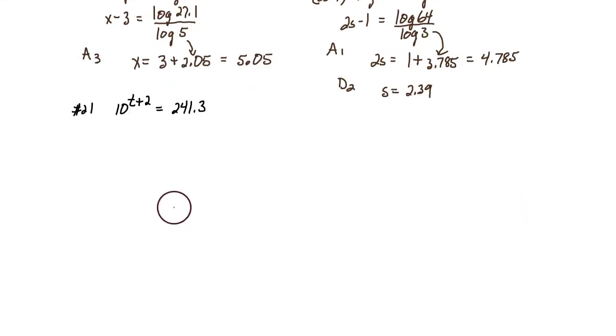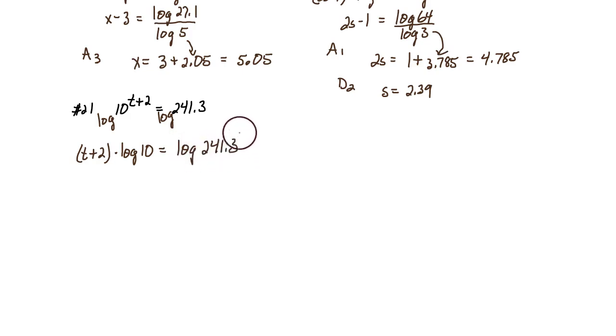And last, number 21. Where is the variable in the equation? It is in the exponent. So the technique is to do the logarithm of both sides. This makes t plus 2 times the log of 10. And on the right side, we have the log of the 241.3. To get the t plus 2 alone, we divide by the log of 10.